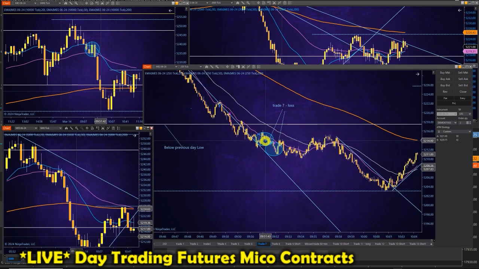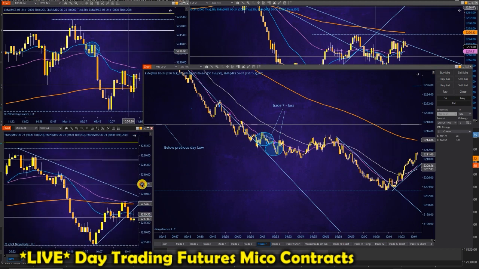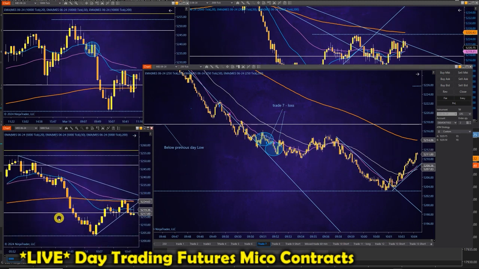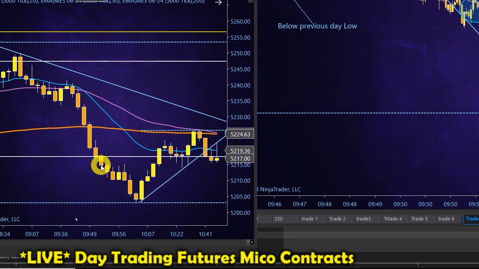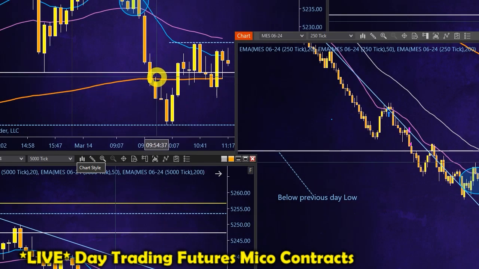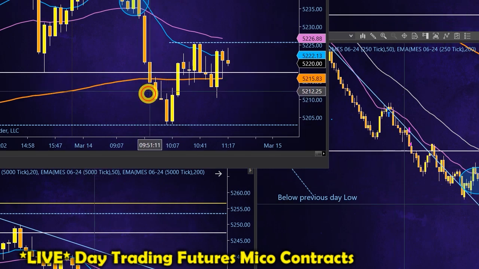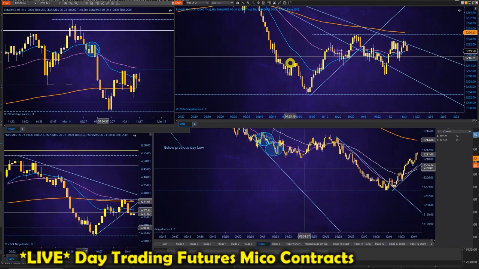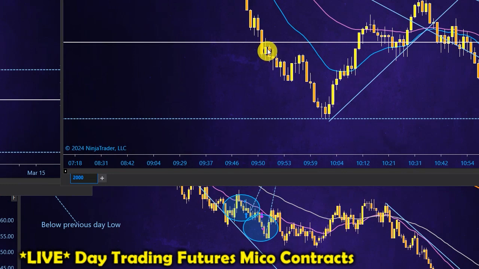Why couldn't I have shorted right there? Okay, let's look at this on the 5,000 tick chart. Everything, it's right in this area right here, right? It did go down a little more. Right here, it just tapped into the 200 moving average. It went up and ticked up, and it started to come back down. Over here is the area where it happened.